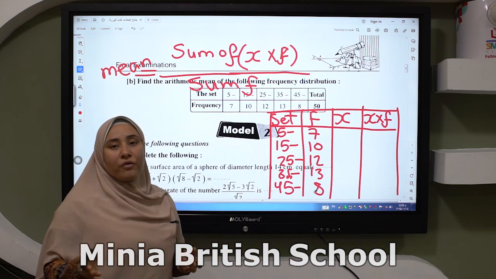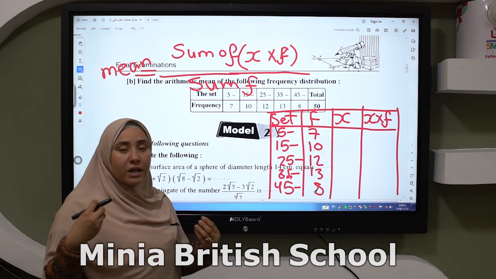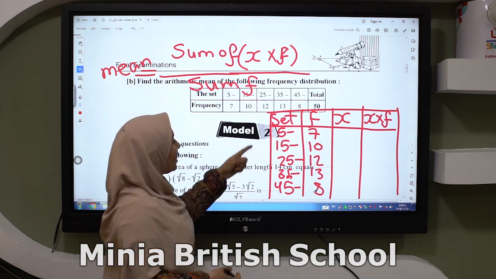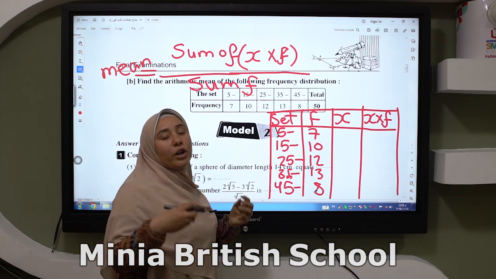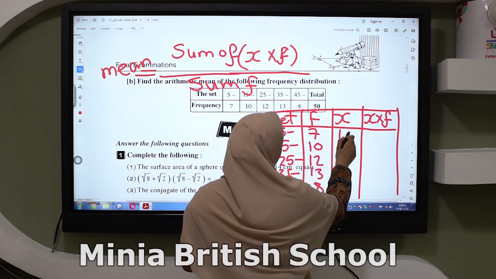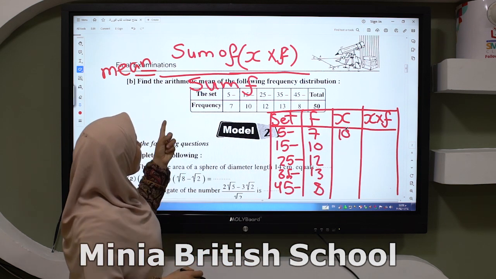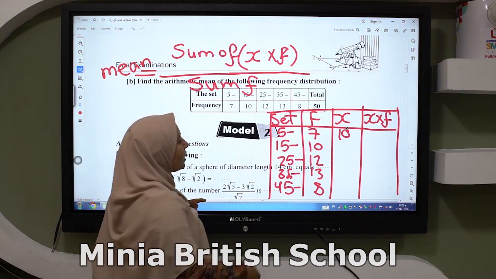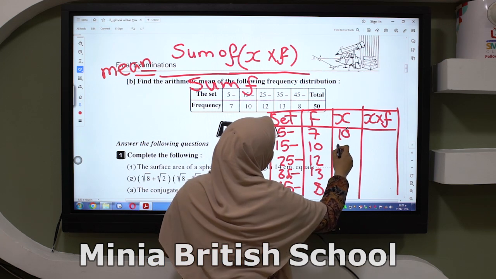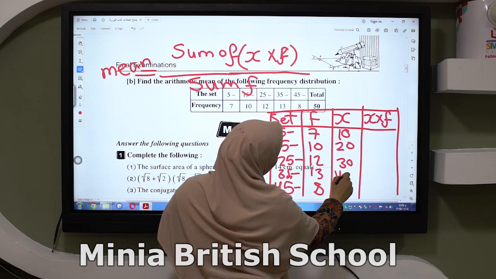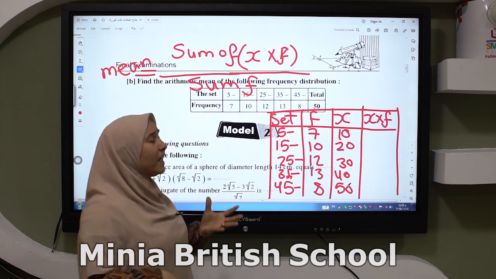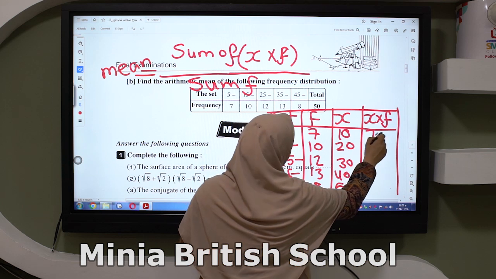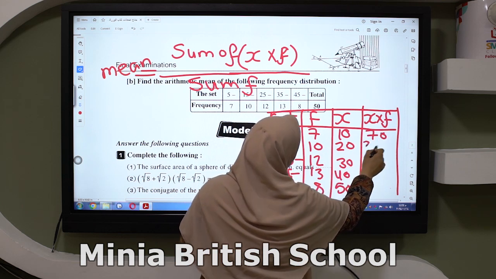To find the center of the set, its rule equals the lower limit plus the upper limit divided by 2. Then here 5 plus 15 divided by 2 equals 10. And we know the length of the set equals 10, then you can increase by 10 in the center. Then x here equals 20, 30, 40, 50. Now find the product of x and frequency. 7 times 10, 70. 10 times 20 equals 200.